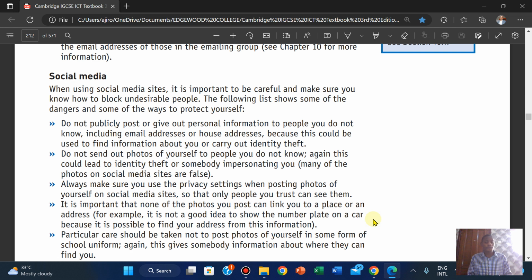Do not send photos of yourself to people you do not know. Again, this could lead to identity theft or somebody impersonating you.